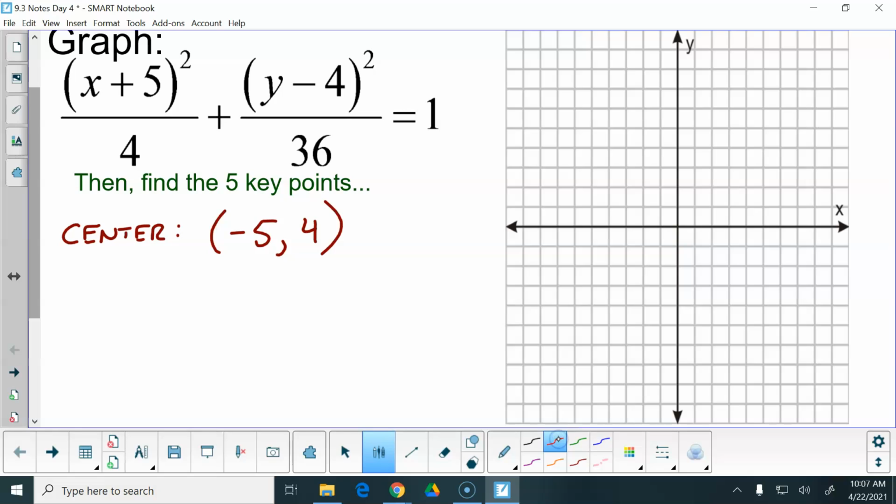Wait, there's which color? 2, 4, 5. 1, 2, 3, and 4. Right there. Okay. Left and right. How many are we going left and right? 2 to the left, to the right. Up and down. 2, 4, and 6. Draw it in.